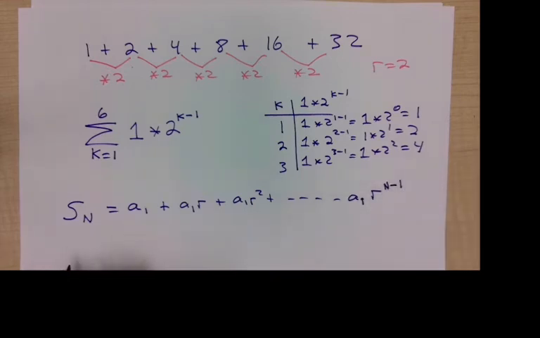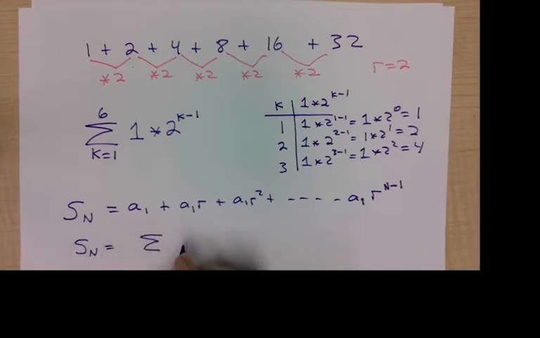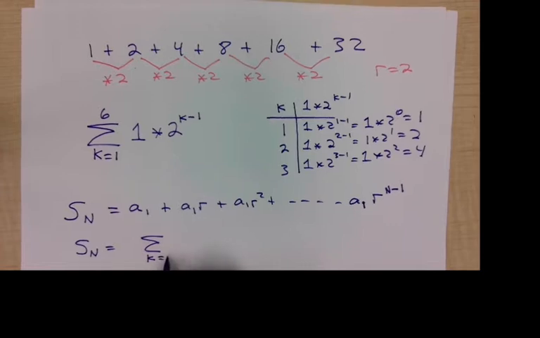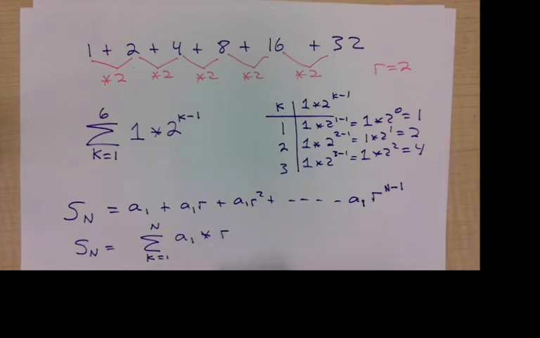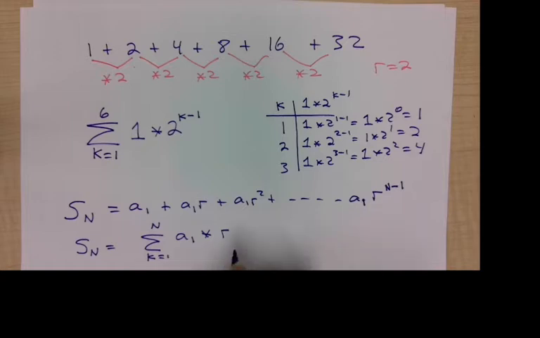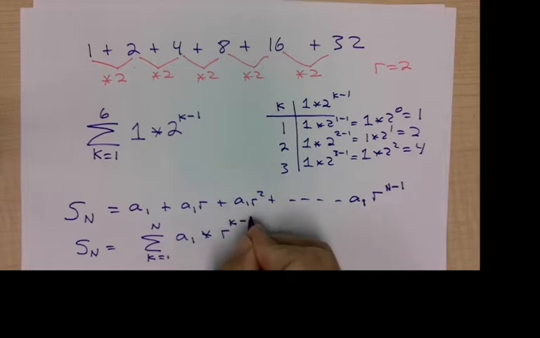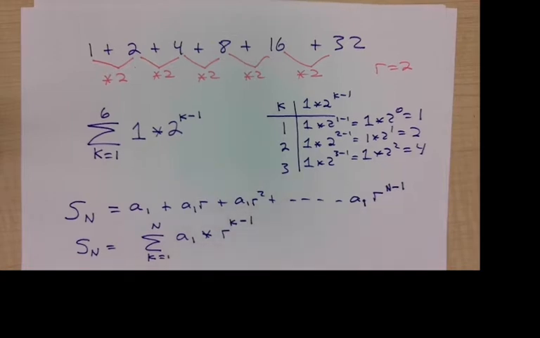So the sum of the first n terms is the sum as k goes from 1 to n of my first term a sub 1 times the common ratio r to the k minus 1. So that's the general form for the sum of the first n terms of a geometric series.